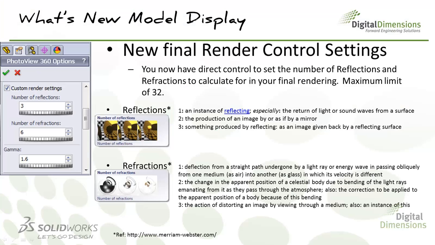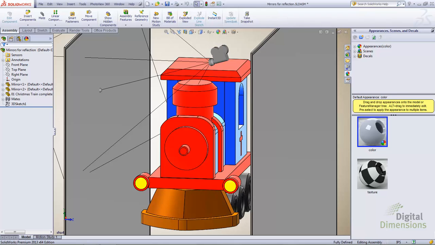Also new to SOLIDWORKS 2013, they gave us the ability to control some new settings for our final render output. They include reflections and refractions, and we can set an upper limit on both of these items at 32. And back over here in SOLIDWORKS, you'll see that I have my Christmas train positioned in between two mirrors. I also have a camera view that was created just above the train, looking over the train into the mirror, so that way we can talk about reflections.